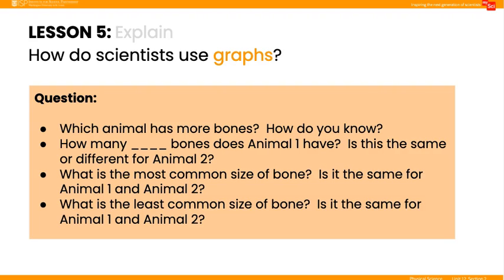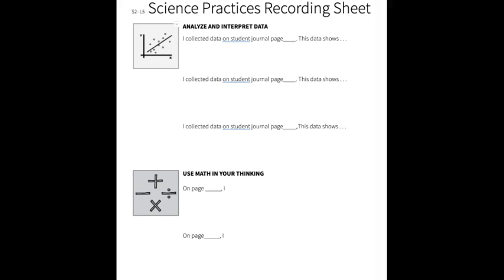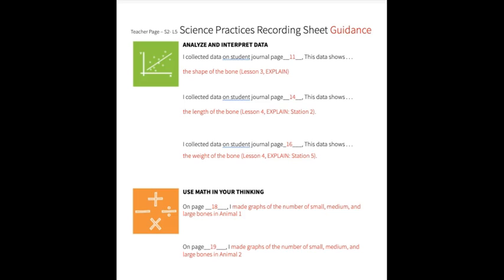In the Explain, ask students to compare the two completed graphs and analyze the data. Suggested questions can be found in the curriculum guide. In the Elaborate, students will summarize the data they collected in Lessons 4 and 5 on Student Journal page 20, Science Practices Recording Sheet. Review each step of what they have done so far. Teacher guidance can be found on Teacher page 10.